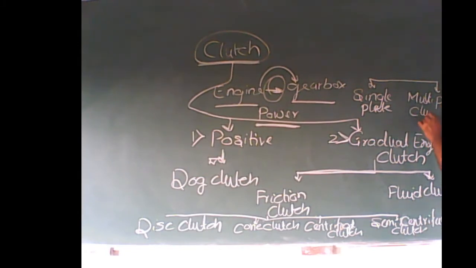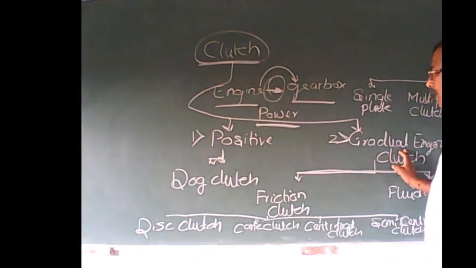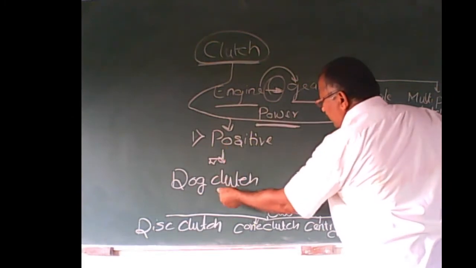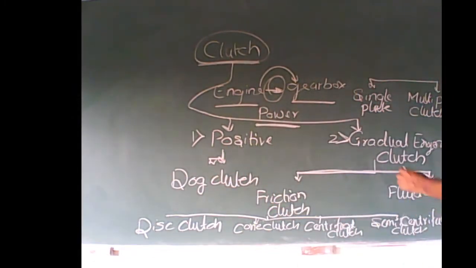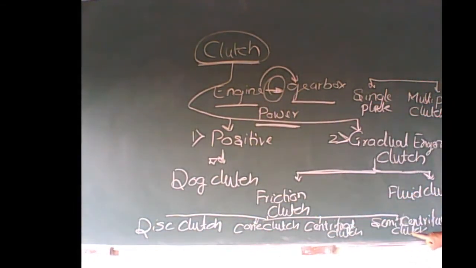Say under clutch, positive clutch and gradual engagement clutch. Then positive clutch, dog clutch. Under gradual engagement clutch, two types: friction clutch, fluid clutch. Under friction clutch, disc clutch, cone clutch, centrifugal clutch, semi-centrifugal clutch. Then under disc clutch, single plate and multi-plate clutch. Under fluid clutch, one type, fluid flywheel.